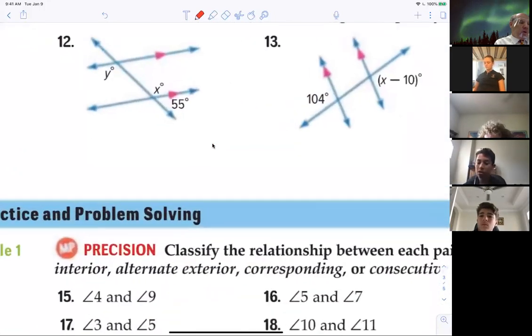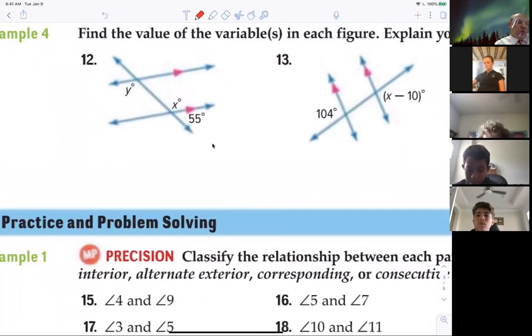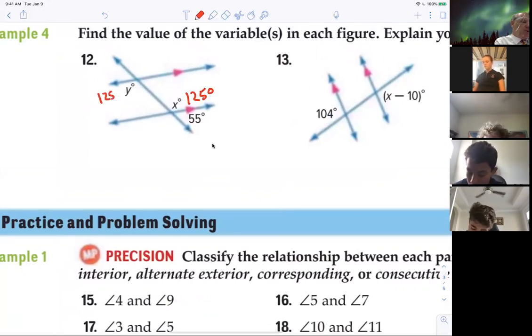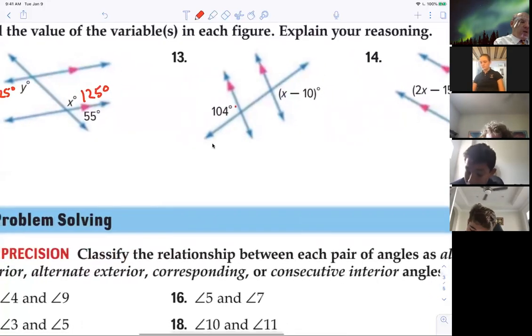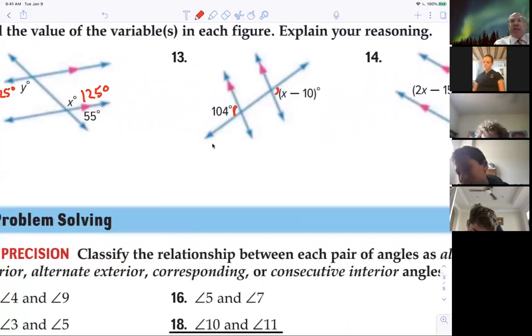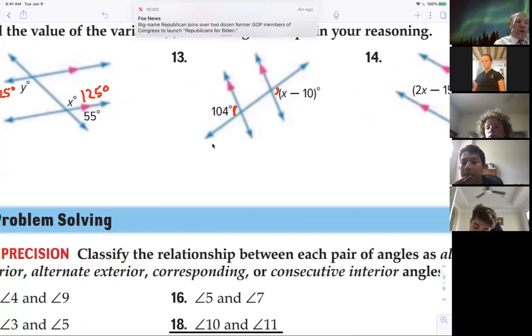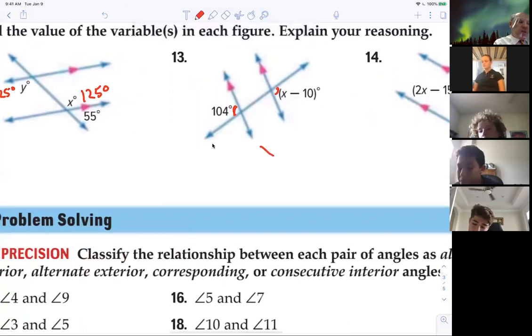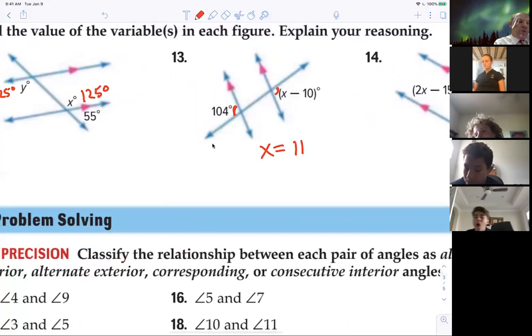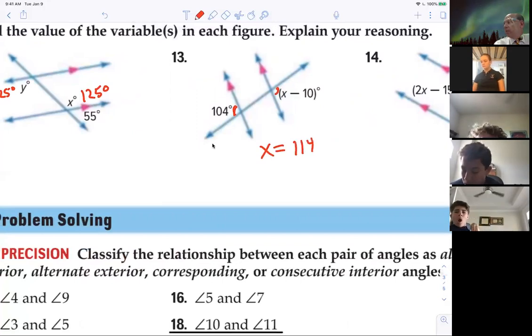Okay, so number 12. All right, somebody help me. What is x going to be? 125 degrees. So what's y? 125 degrees. I told you guys, it's easy. Okay, what are these two angles called here? Alternate exterior angles. And alternate exterior angles are what? Equal. So now we can do the mental math real quick and say that x is equal to 114. That is true. X is 114.